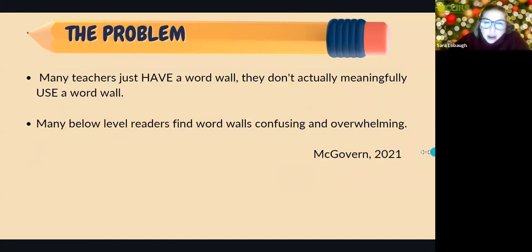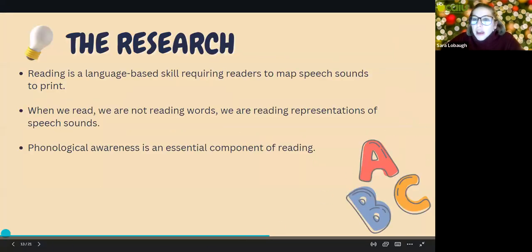So Anne McGovern states that we have lots of word walls hanging up, but we don't often use them meaningfully. And let's be honest, they take a lot of time to put up and take down every year. So let's find some strategies that might work a little better and help us be a little more efficient with the time we have. Okay, Amy, take it away with the research.